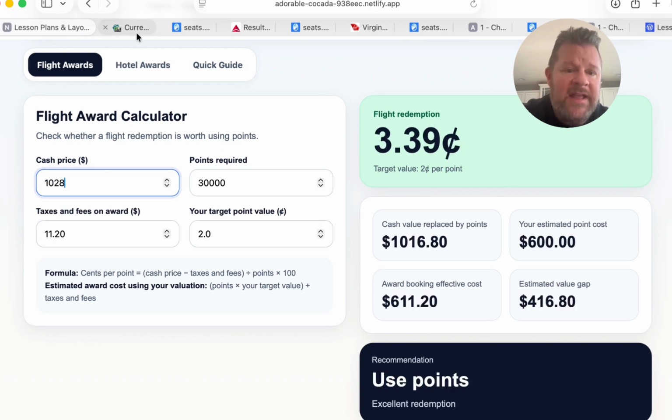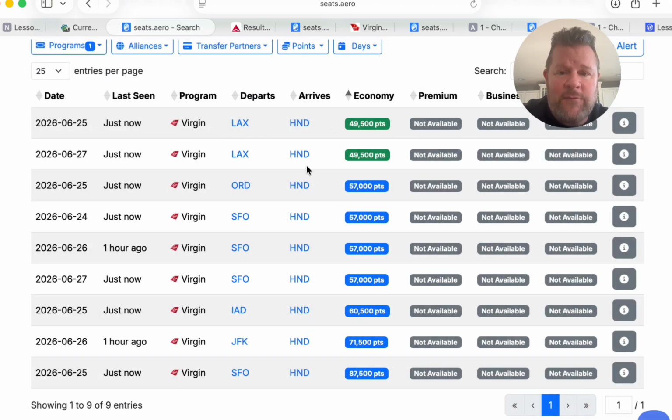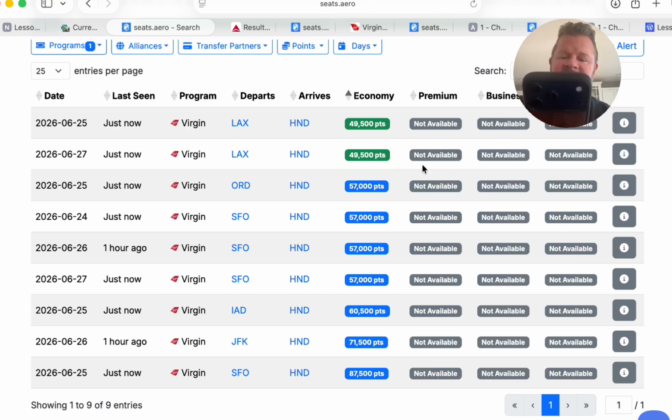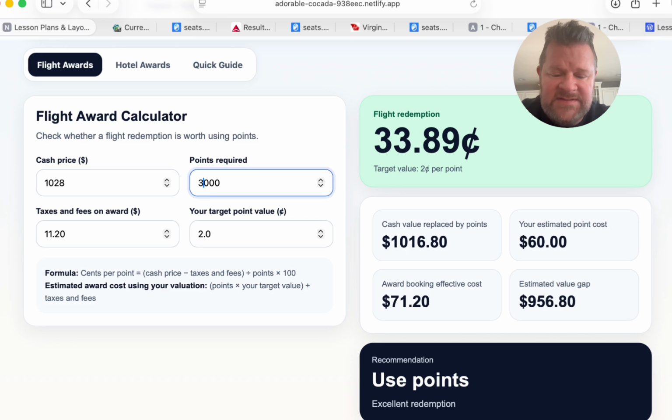The points required in this case, again, we can redeem Virgin Atlantic flights for 49,500. And so I'm going to take my little trusty calculator out here a minute. If I go to 49,500 and multiply that times 30%, that would take off 14,850. So if I subtract, let's just say 15 from 50, just to make it easy, we're looking at 35,000 miles. That's give or take a few hundred miles. So if I go over here, we can change this to 35,000 total miles.